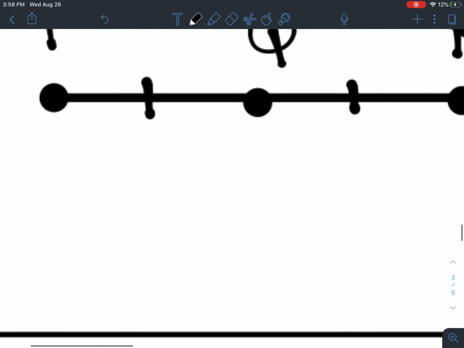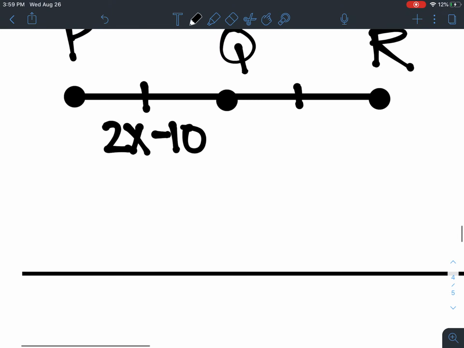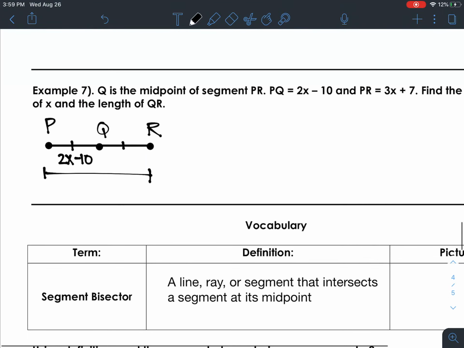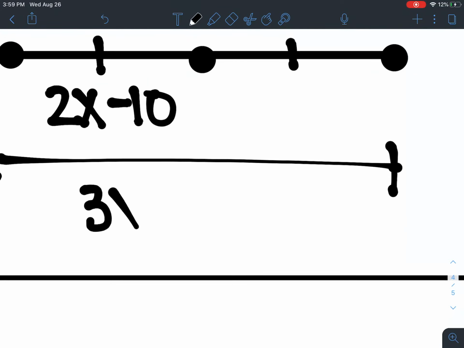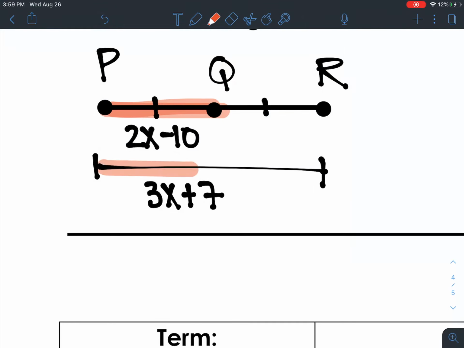So I have PQ is 2x minus 10, and then the full length of PR, so that full thing, is 3x plus 7. So let's just realize that if you look at these lengths, I have PQ is this, and then I have PR is this full segment. We cannot just set those equal to one another because obviously this longer segment isn't going to be equal to that smaller one, right? Because that smaller one is actually part of the full one.